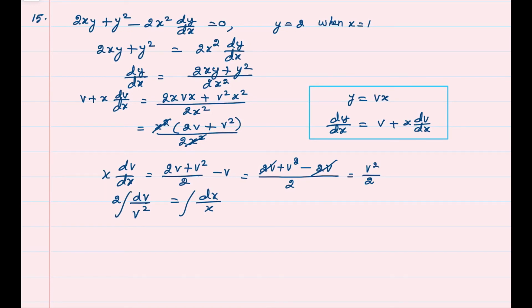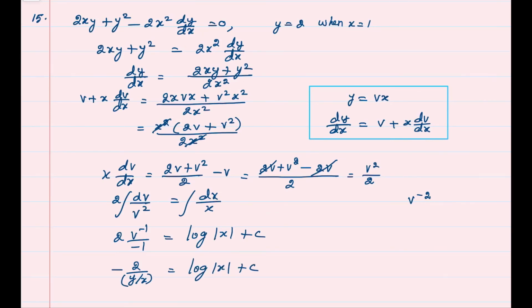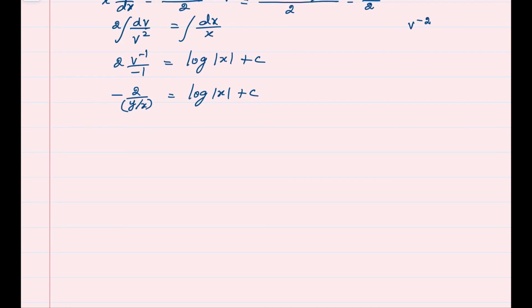Let's integrate. 1 by v square can be written as v raised to minus 2. Integration is v raised to minus 1 divided by minus 1, equal to log of absolute value of x plus c. We will substitute for v. Minus 2 divided by v, with v as y by x, equals log of absolute value of x plus c. Writing the reciprocal of y by x, we get minus 2x upon y equal to log of absolute value of x plus c. And this is an initial value problem.